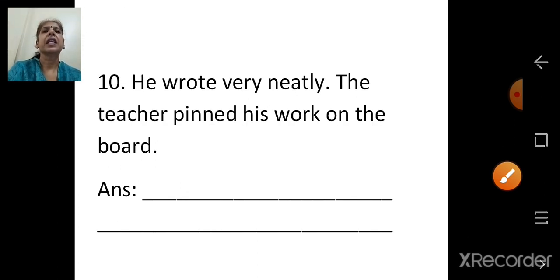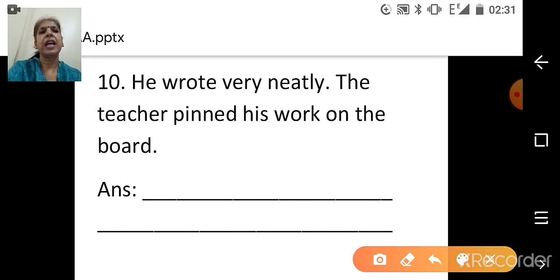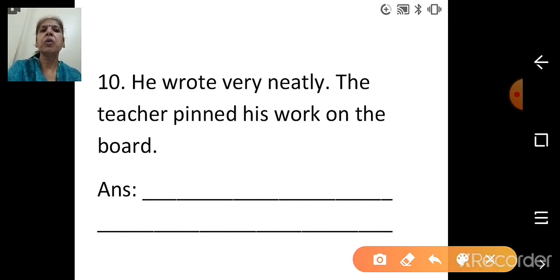Yes. Next. He wrote very neatly. The teacher pinned his work on the board. So the answer is, he wrote so neatly that the teacher pinned his work on the board. So this you have to write on your own.